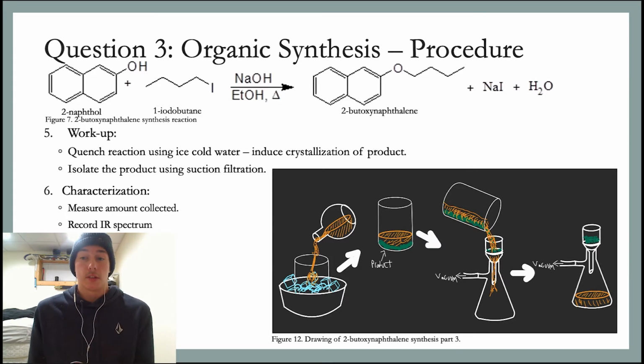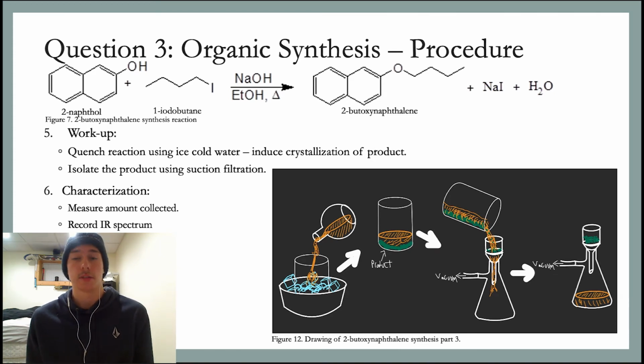So once it precipitates out, you use a suction filtration to separate the product from the rest of the solution. The diagram shows there that you pour the mixture into the suction filtration, and the impurities and everything else is carried through with the water, while the 2-butoxynaphthalene remains on the filter paper. So yeah, there's a diagram here displaying the whole process of the workup. And after the product is isolated using a suction filtration, the next step is to measure the amount collected and also record an IR spectrum for the collected 2-butoxynaphthalene.